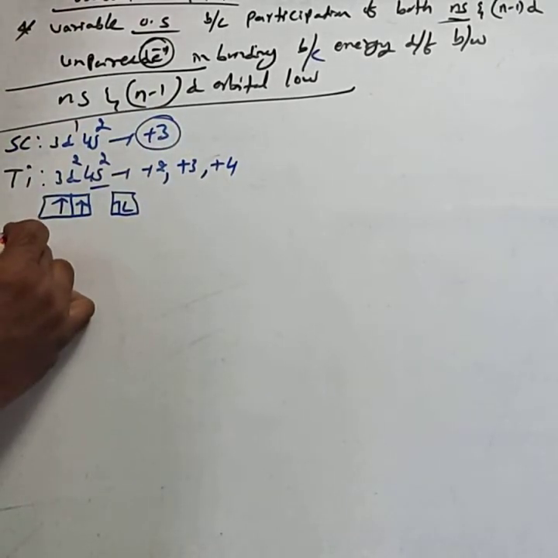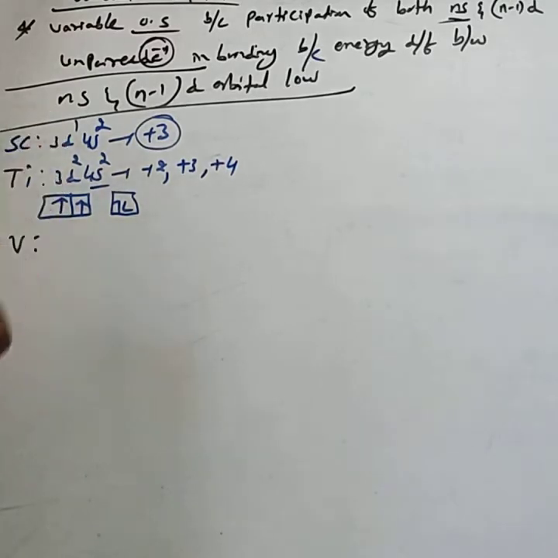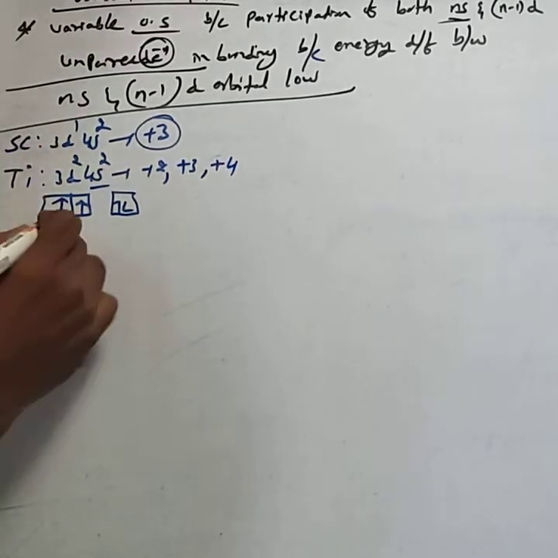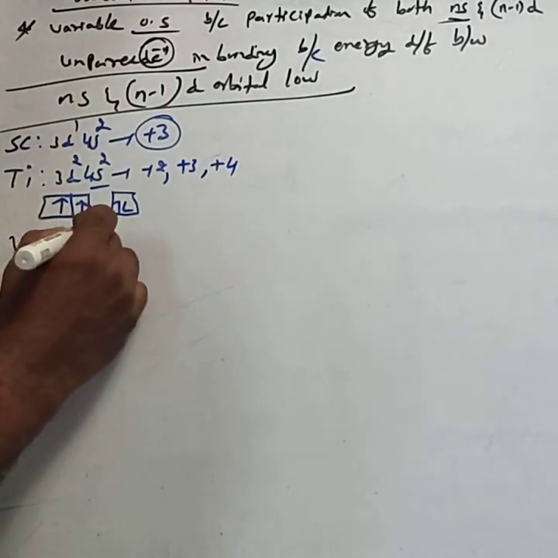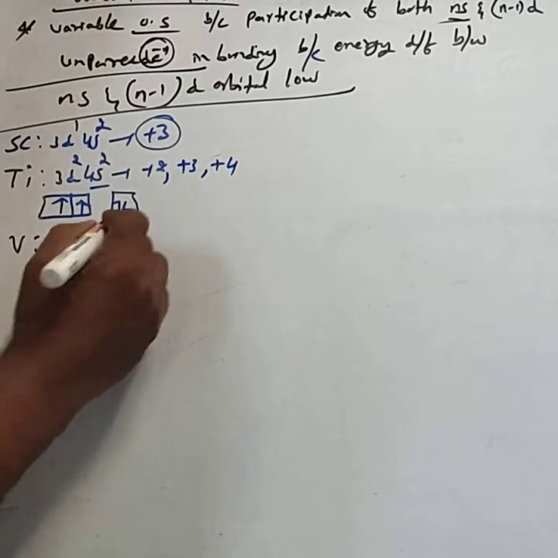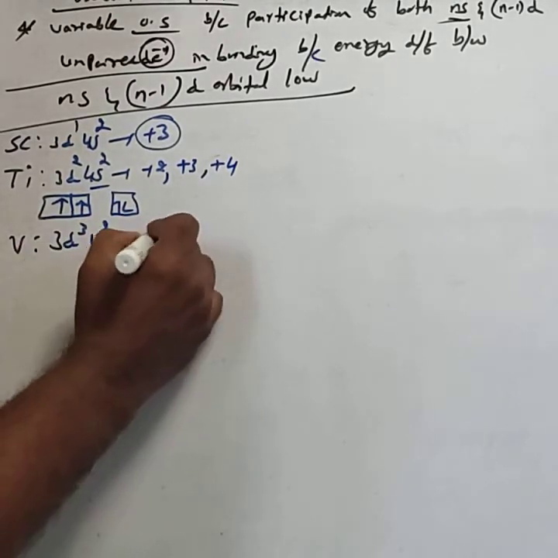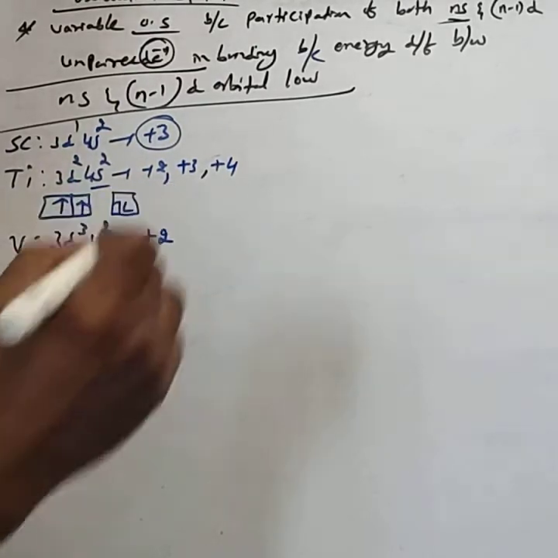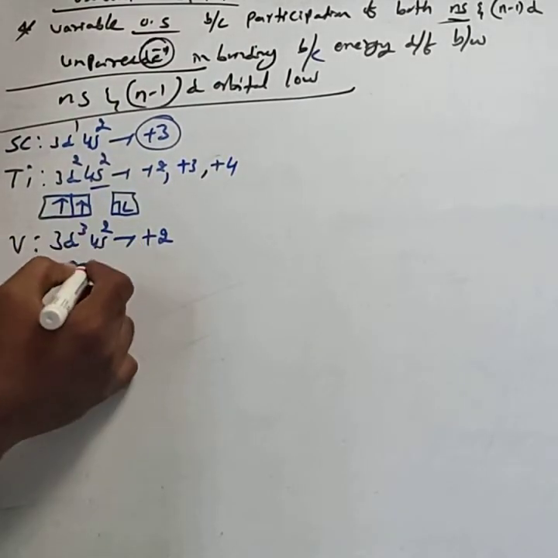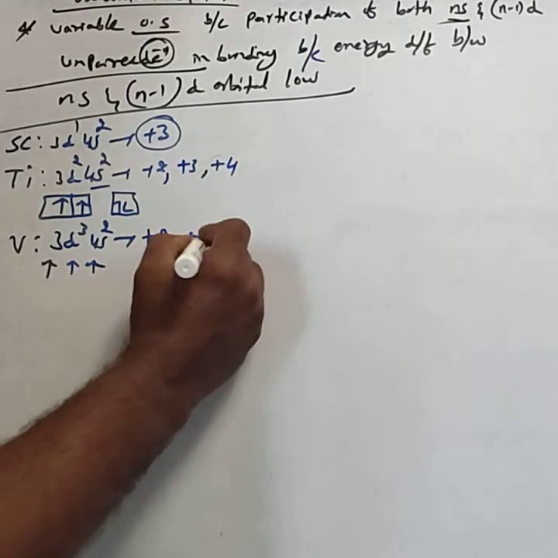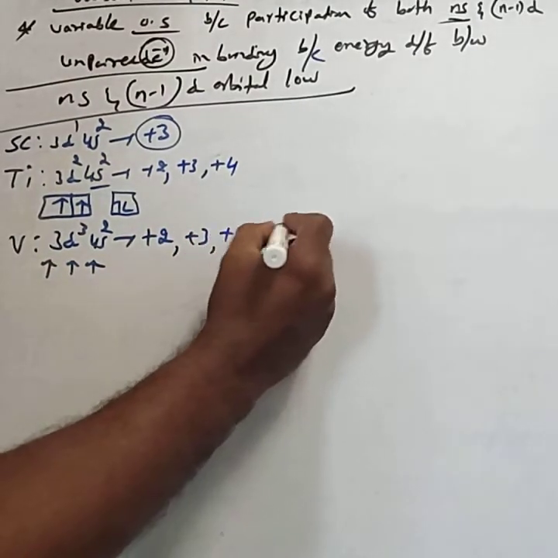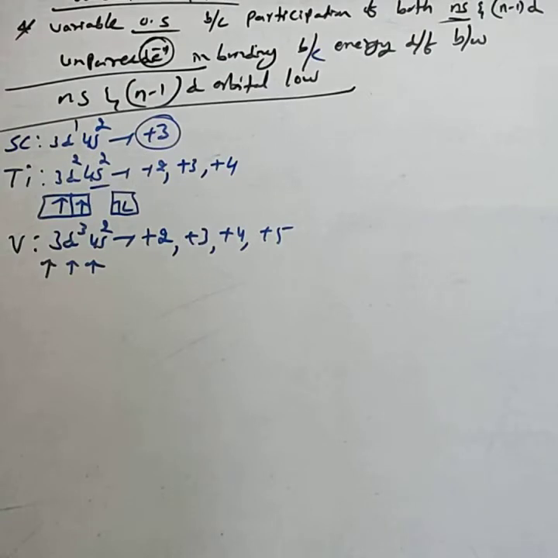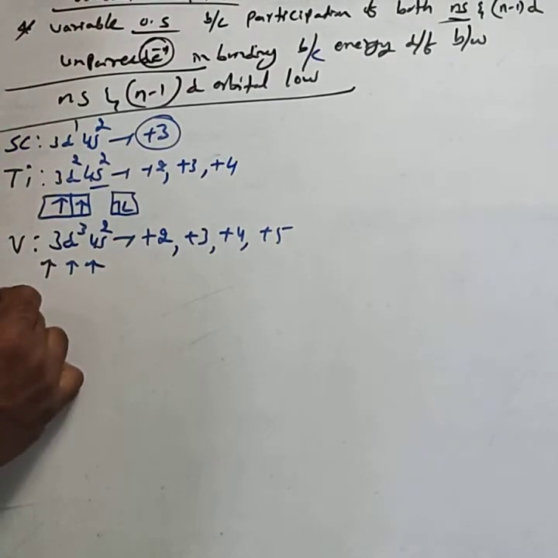Then titanium, vanadium. In our syllabus they mentioned only the 3d series elements. Vanadium means 3d3 4s2. By using 4s it shows +2. Then 3d3 means 1, 2, 3 unpaired. In addition to s, 1 unpaired gives +3, 2 unpaired +4, all 3 unpaired +5. Then vanadium, chromium.